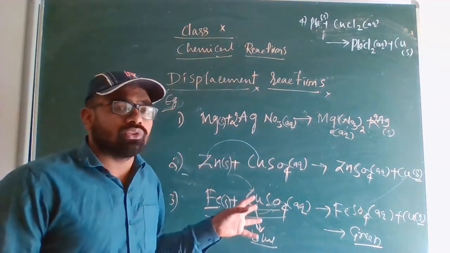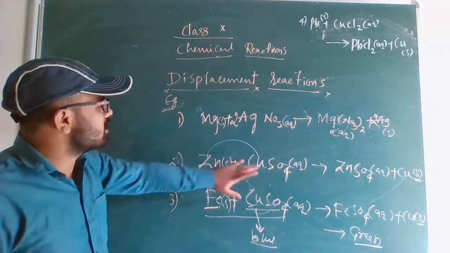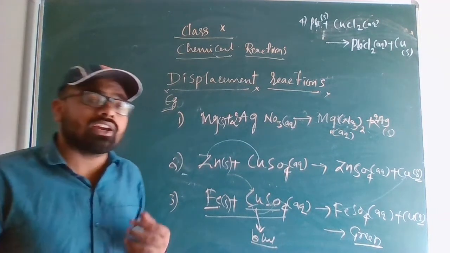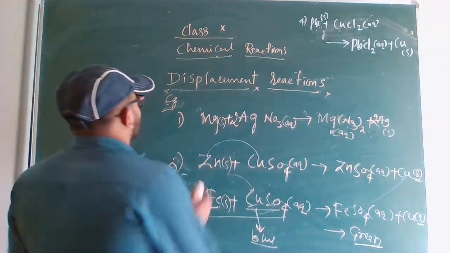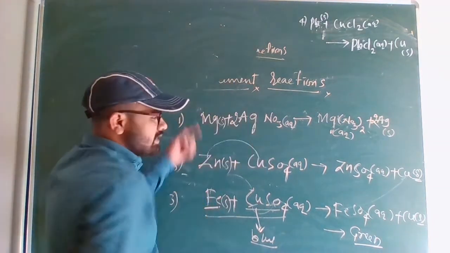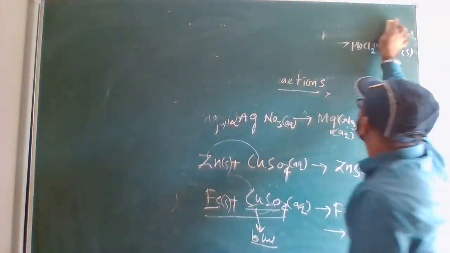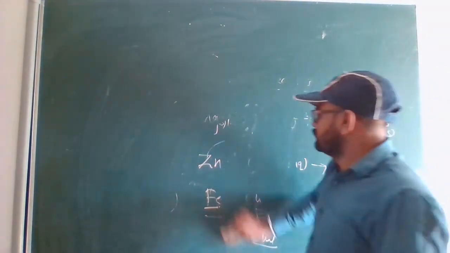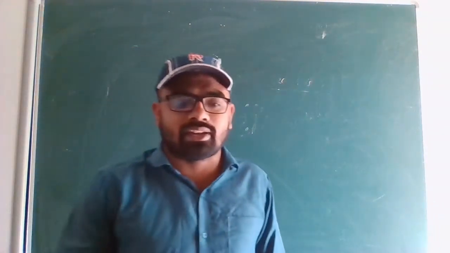So now I am going to tell you which is the most reactive and which is the least reactive metal. I said copper is less reactive than zinc. How do we come to know that? Which are the most reactive metals and which are the least reactive metals? That I am going to discuss now. So please take a screenshot and write down.